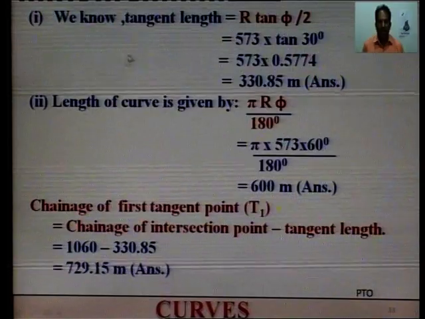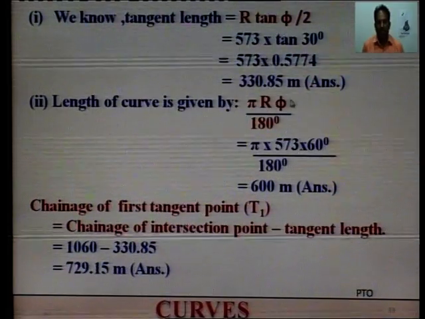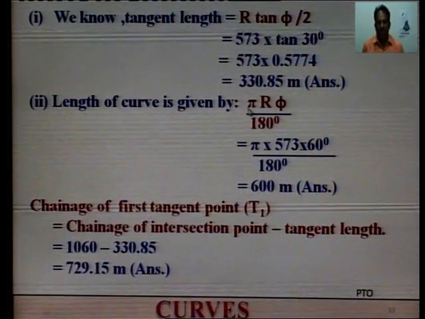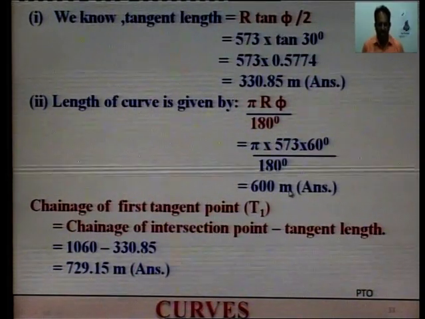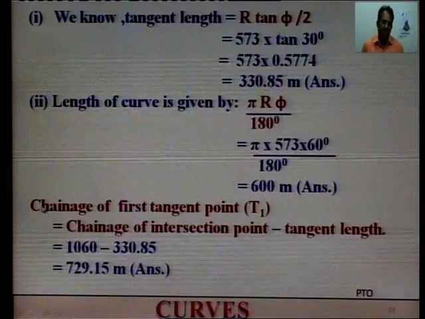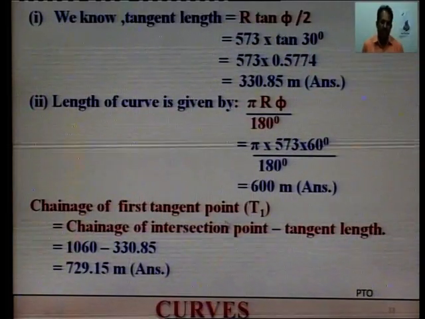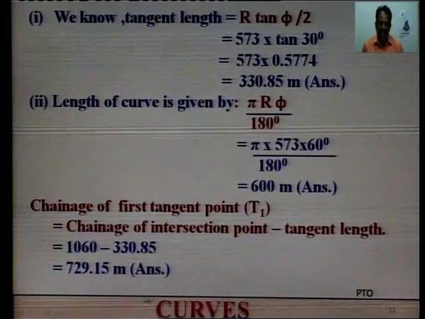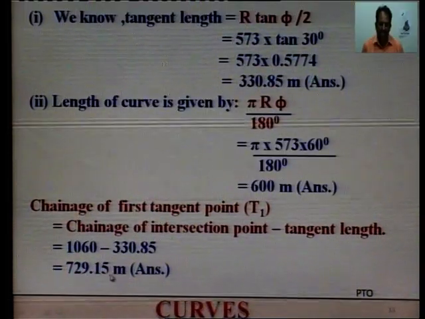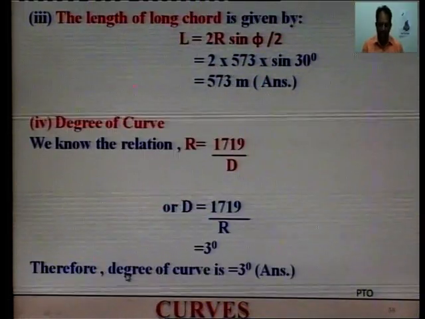Similarly, length of curve is given by the formula pi R phi by 180 degree. We know pi, R and phi. So, we calculate it as 600 meter. So, this is very important, how we calculate chainage of the first tangent point: chainage of the intersection point minus tangent length, and this comes out to be 729.15 meters.